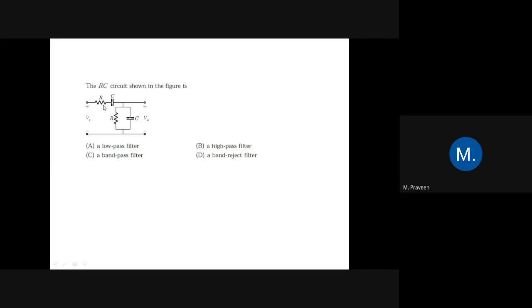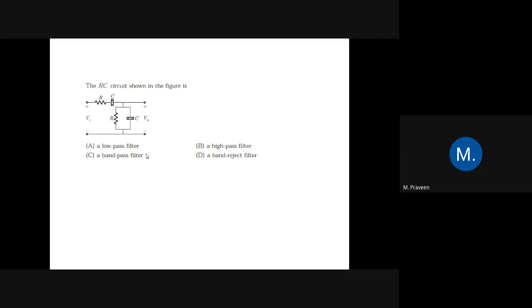In the first method, we can find the expression for V naught divided by Va, that is the transfer function. In that equation, we'll have terms in S. If you replace S by j omega, we'll get the equation in terms of omega. If you substitute values of omega from 0 to infinity, you'll get the graphical representation, and from it you can find the answer. That is one method, but it will take more time to solve.